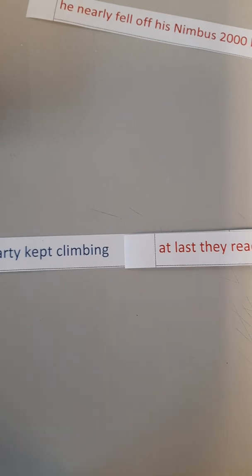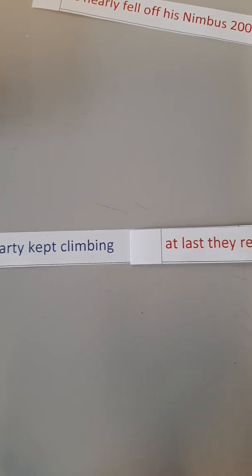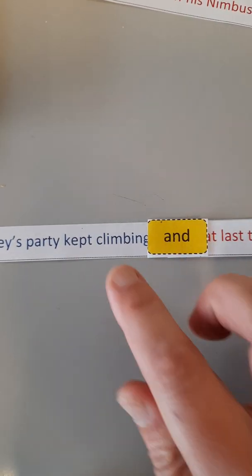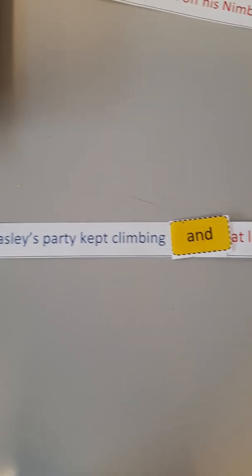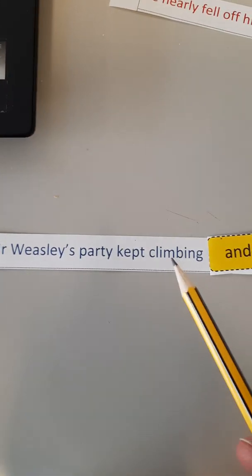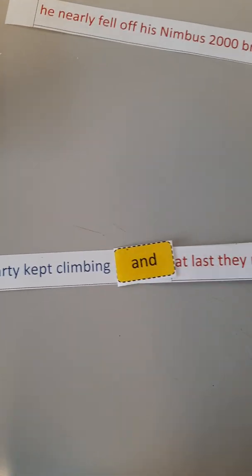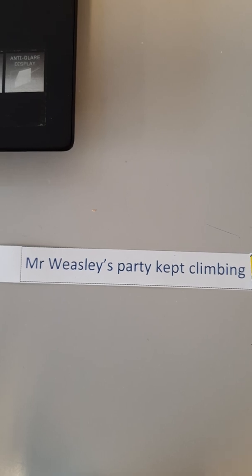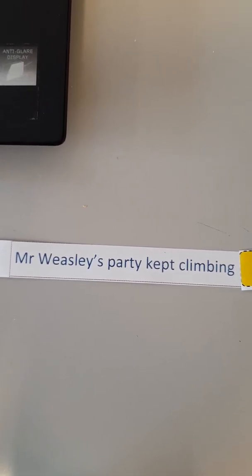Now, in that place, we can have a conjunction. Okay, and here we have one, and we can pop that in. So now, when we have those two sentences come together, let me pull that out a little bit, we have got Mr. Weasley's party kept climbing, and at last they reached the top of the stairs. Now, it's possible for you to move these sentences around and make up as many silly ones or funny ones as you can, and you can change them around. Sometimes they'll work, sometimes they won't work.